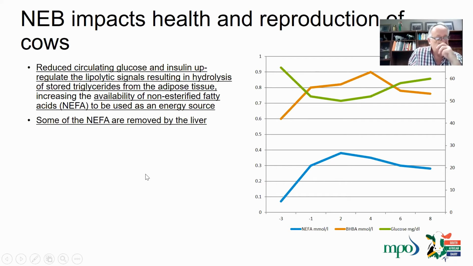Some of these NEFAs can be removed by the liver, but this is also why it's so important to look at, as somebody mentioned earlier, fat cow syndrome. If there's a lot of fat, more than a certain percentage, the liver can't operate anymore. It can't get rid of all these NEFAs, and that will be the trigger to go into fat cow syndrome. Also, we need to look at diseases like liver fluke. I don't even talk about senecio and all the other things that can affect the liver. I think senecio affects your liver. Okay, if I'm wrong, but yeah.